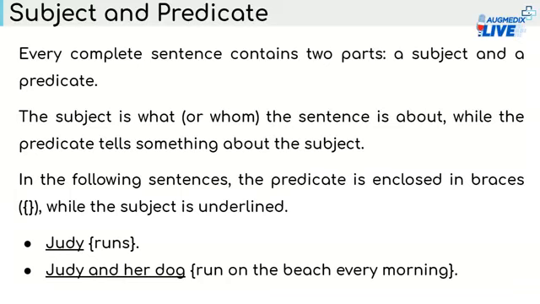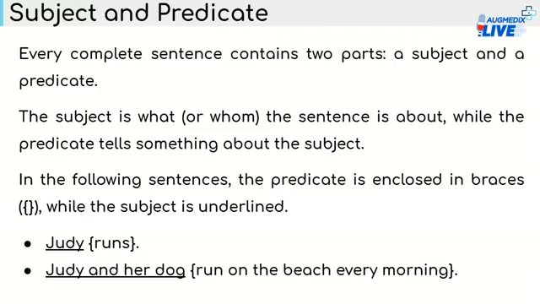Okay. And what about the predicate? The predicate tells us something about the subject, such as what the subject may be doing. So in this case, we have the subject running, the subject who runs, right? So the sentence says, Judy runs. So Judy is the subject, runs is the predicate.